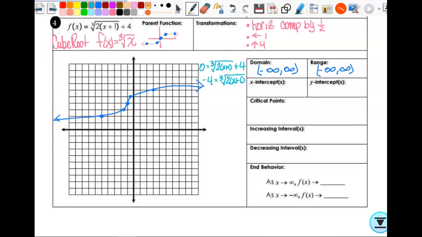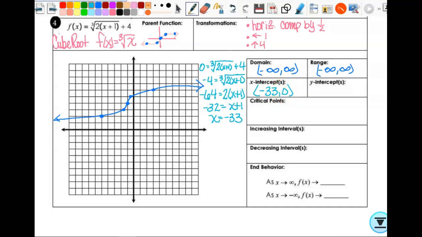Cube it. What's negative 4 cubed? Negative 64. Good. Negative 64. That's equal to 2 times x plus 1. So I'm going to divide both sides by 2, get negative 32 equals x plus 1. So x is equal to negative 33. All right, you got to be able to solve basic equations here. So my x-intercept is negative 33, 0.